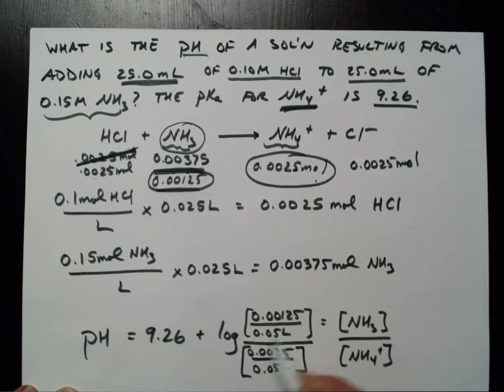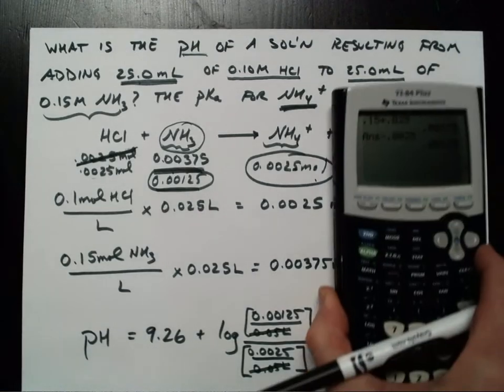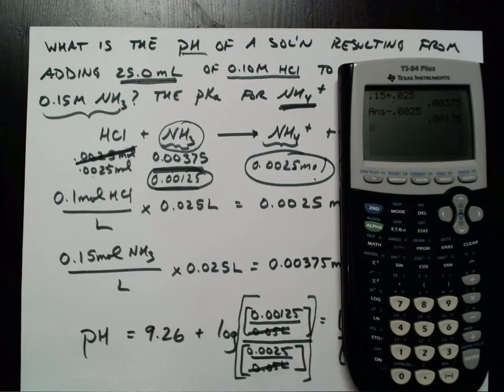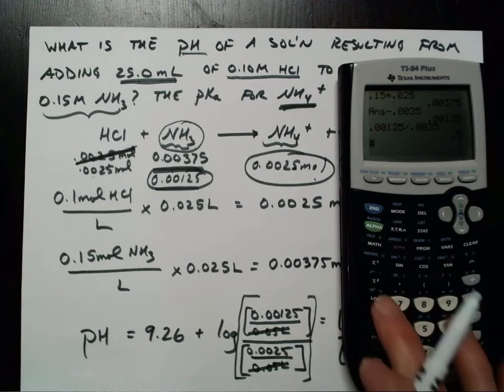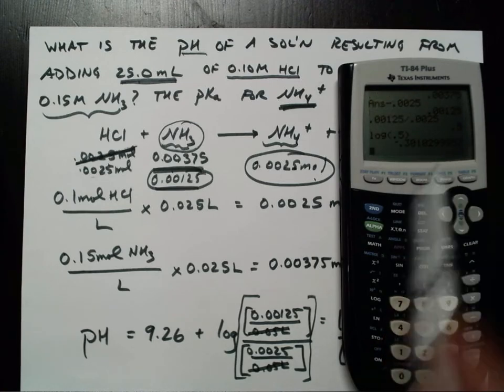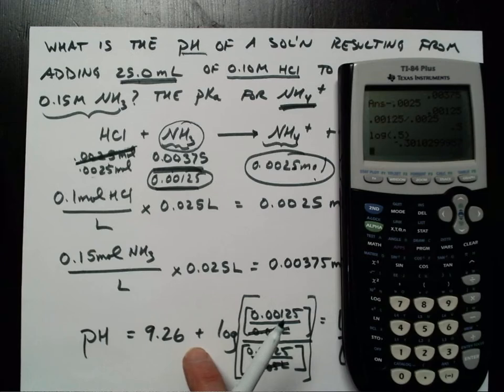What's nice about the buffer is the volume's always equal. I mean, they're both always in the same container. So ultimately, you really don't need to worry about the volume. All right? So it's the log of this whole thing here. So I'm going to take 0.00125, and I'm going to divide that by 0.0025. And now I'm going to take the log, what's 0.5? So I'm going to take the log of 0.5, negative 0.301, and then I'm going to add that to 9.26. So my pH should be 8.96.